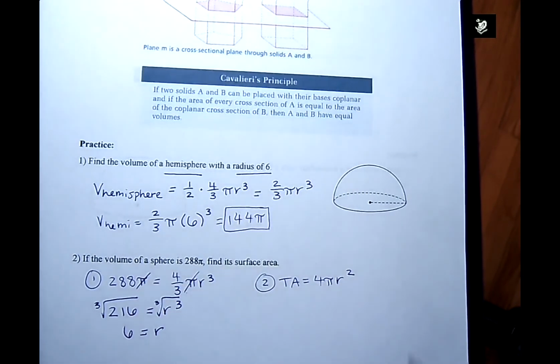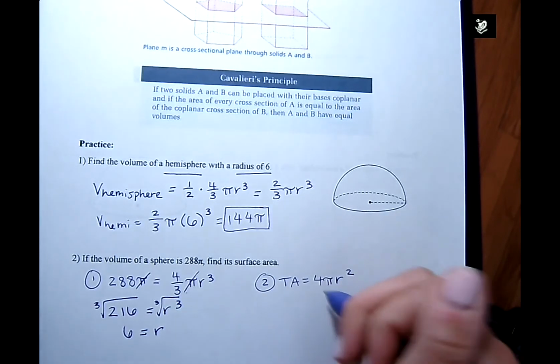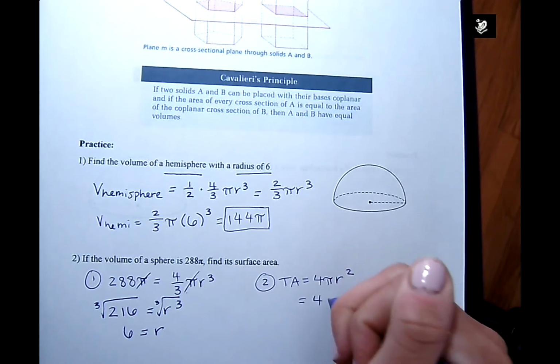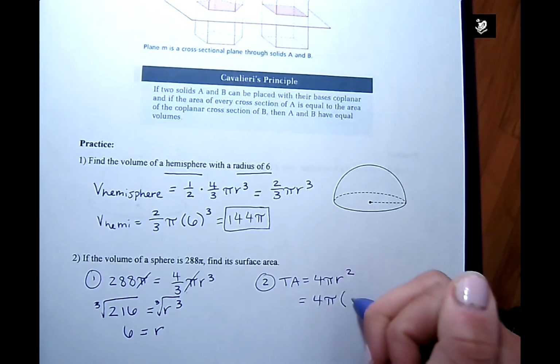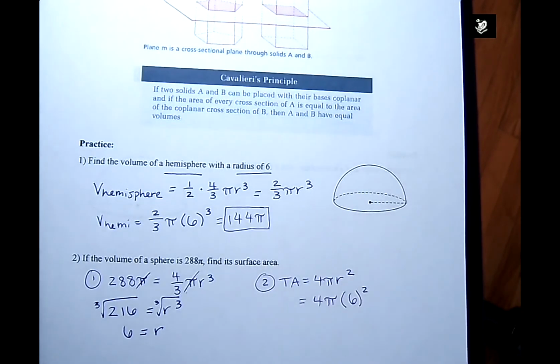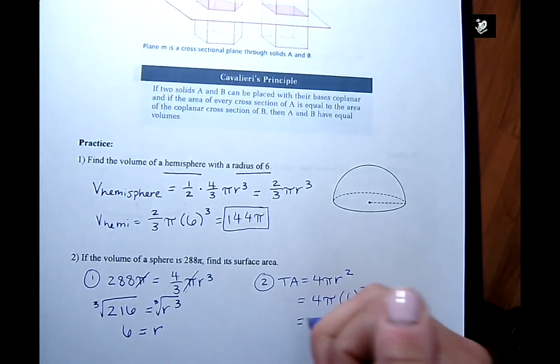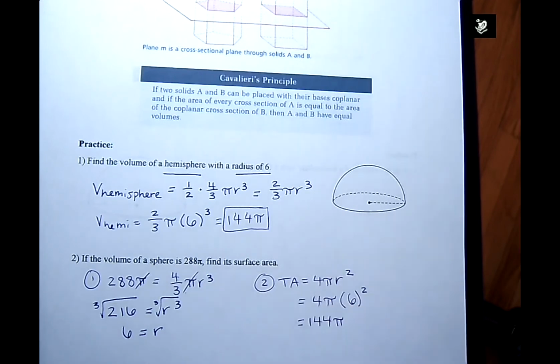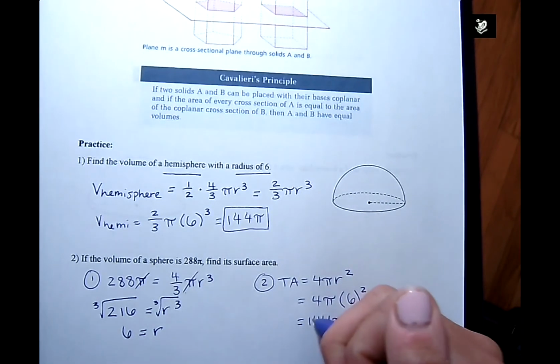Now I can plug into my surface area formula. The surface area of a sphere is 4 pi r squared. So I'm going to do 4 pi 6 squared, and I will get 144 pi as my surface area. And that would be units squared because we're talking about area.